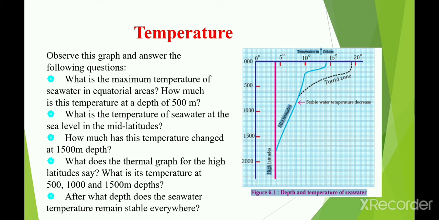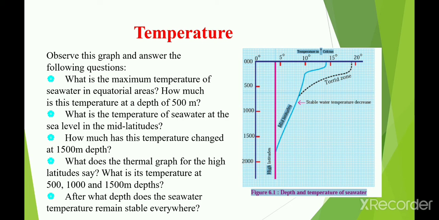You can observe the picture. Second question: what is the temperature of seawater at the sea level in the mid latitudes? The temperature of the seawater at the sea level in the mid latitude is 14 degree Celsius. Third question: how much has this temperature changed at 1500 meter depth? The temperature of seawater at 1500 meter depth is 5 degree Celsius.